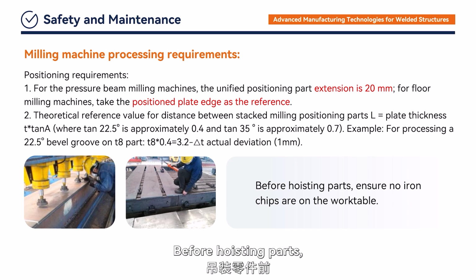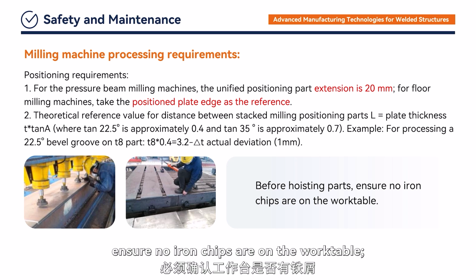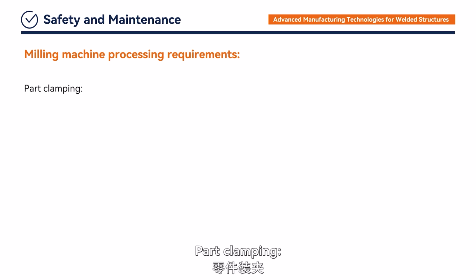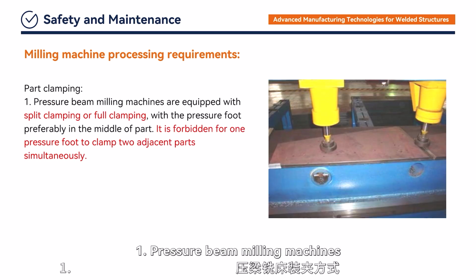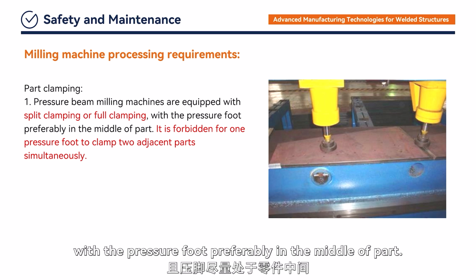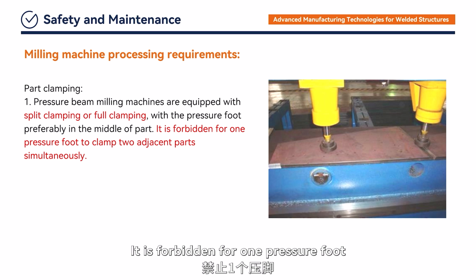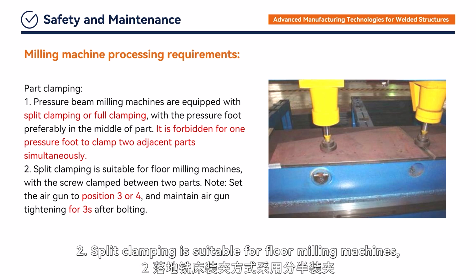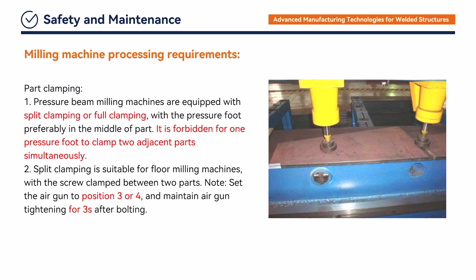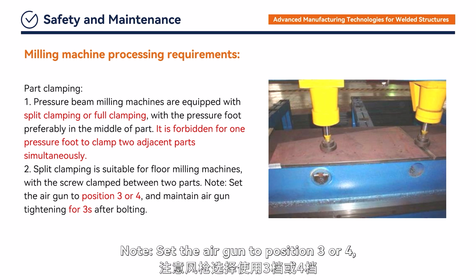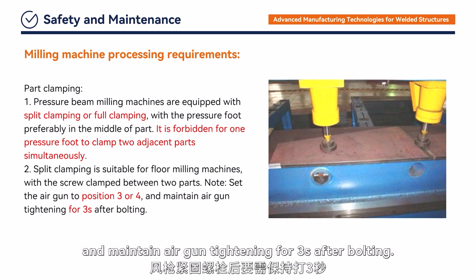Before hoisting parts, ensure no iron chips are on the work table. If present, clean the work table thoroughly. Part clamping. 1. Pressure beam milling machines are equipped with split clamping or full clamping, with the pressure foot preferably in the middle of part. It is forbidden for one pressure foot to clamp two adjacent parts simultaneously. 2. Split clamping is suitable for floor milling machines, with the screw clamped between two parts. Note: set the air gun to position 3 or 4, and maintain air gun tightening for 3s after bolting.